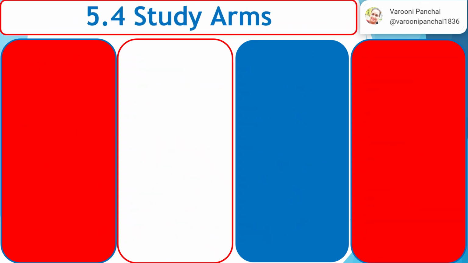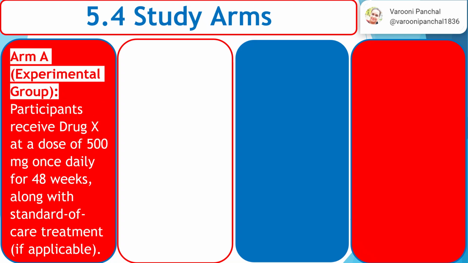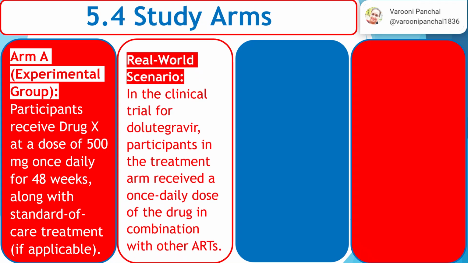5.4. Study arms. Arm A. Experimental group. Participants receive drug X at a dose of 500 milligrams once daily for 48 weeks, along with standard of care treatment, if applicable. Real-world scenario. In the clinical trial for dolutegravir, participants in the treatment arm received a once-daily dose of the drug in combination with other ARTs.